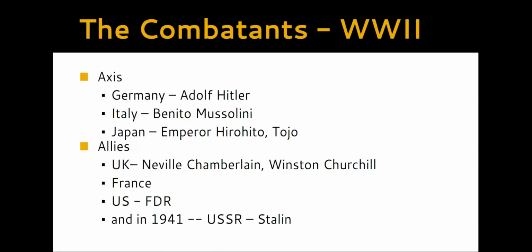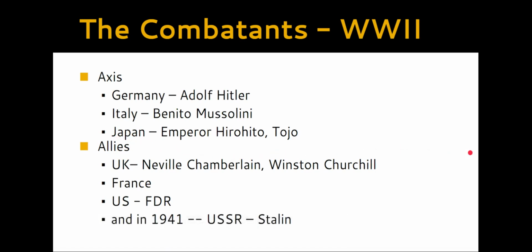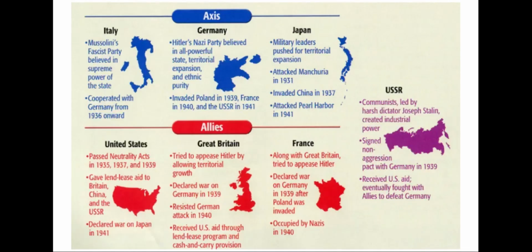So we do need to know who the major combatants are. We've got two different alliances going on. We've got the Axis powers and we've got the Allies here. The Axis powers: Italy, Germany, Japan mostly. The Allies: United States, Great Britain, France, and then of course we've got the Soviet Union, the USSR, over on the side there because it's complicated. It's a little complicated.